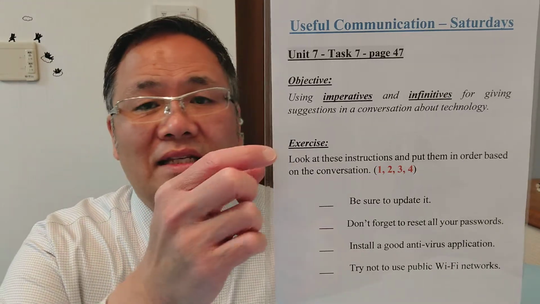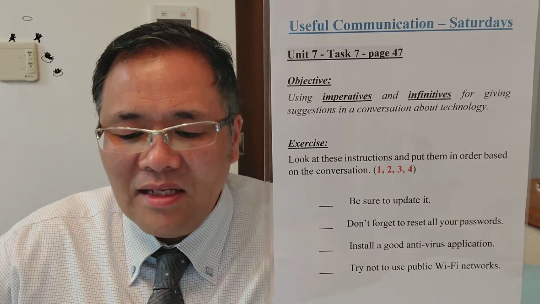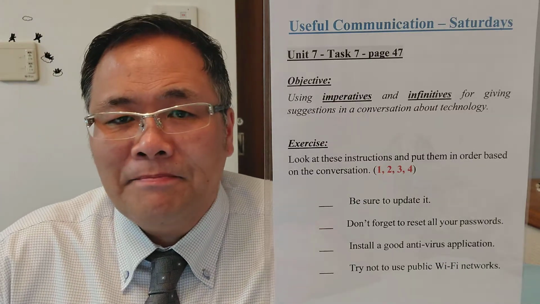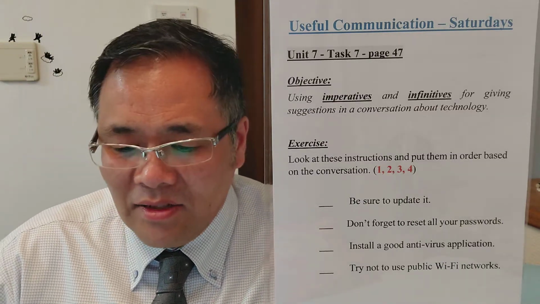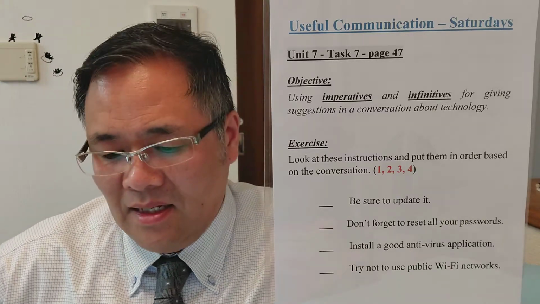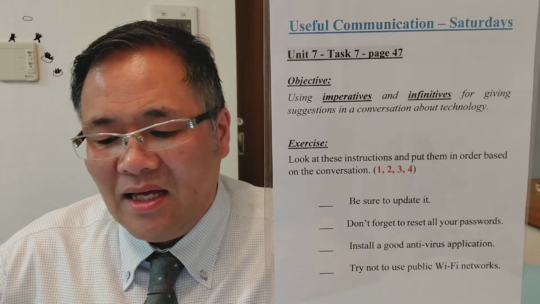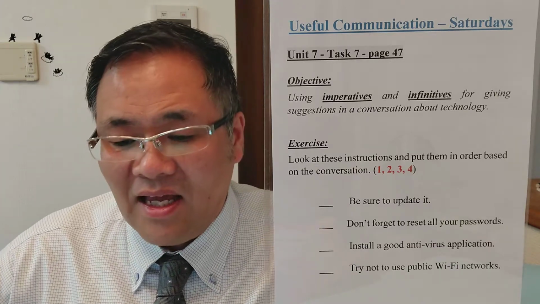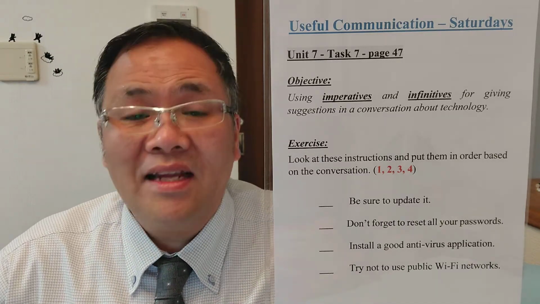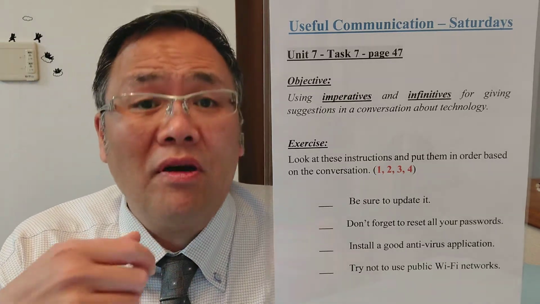Now, there are some exercises. I want you to have a look at these instructions. These are 4 of the instructions that Ellie recommends to Justin. So let's look through them. First one we have, be sure to update it. Don't forget to reset all your passwords. Install a good antivirus application, and the last one, try not to use public Wi-Fi networks. So these are 4 instructions from the conversation.